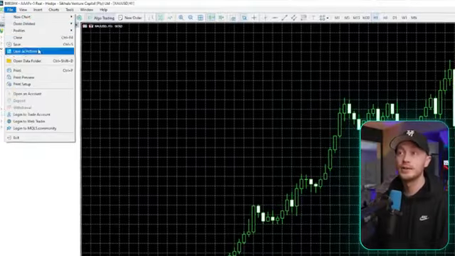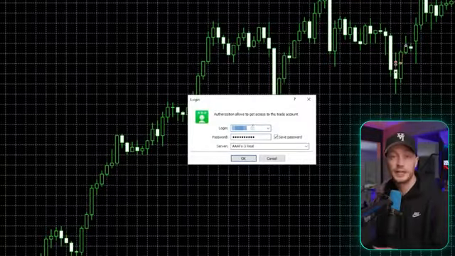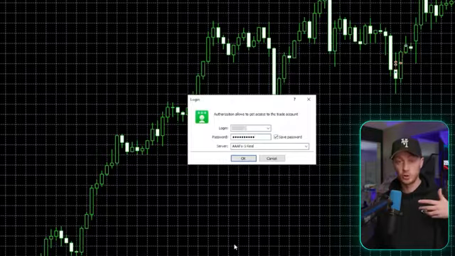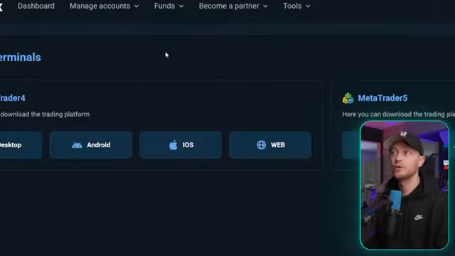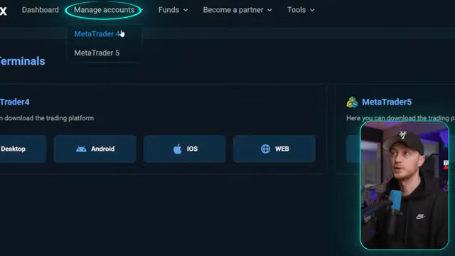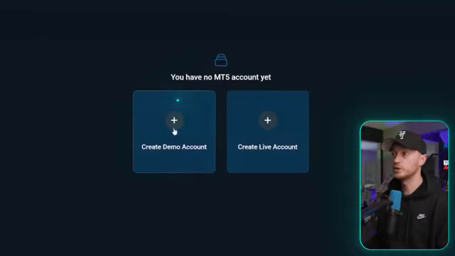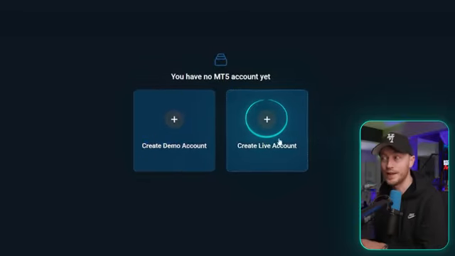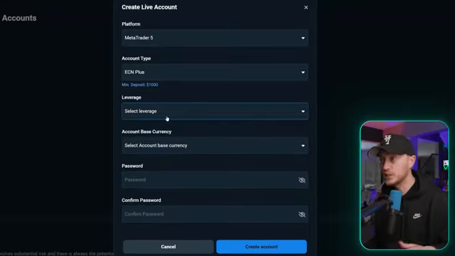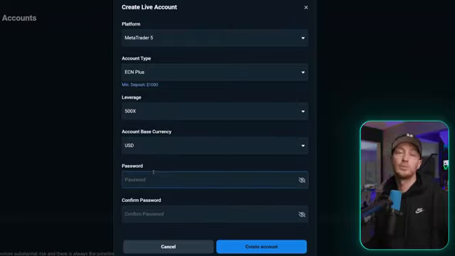Come up to File, click on Log into Trade Account. Here is where you're going to put your login and your password. The AAA FX broker will send that to you in an email. If you don't have a demo or a live account yet, just come to Manage Accounts up here, click MetaTrader 5. You could create a demo account, you could create a live account. I like the ECN Plus account. I like a very high leverage, and I use a US dollar based currency.